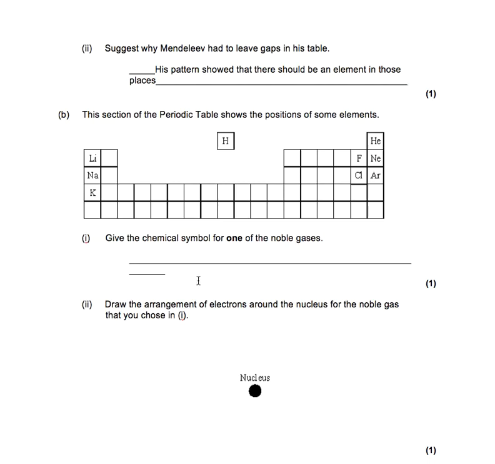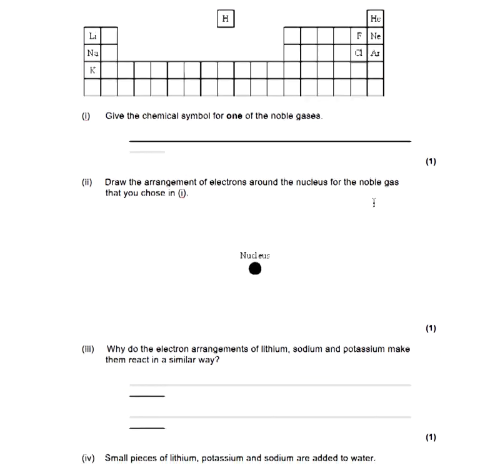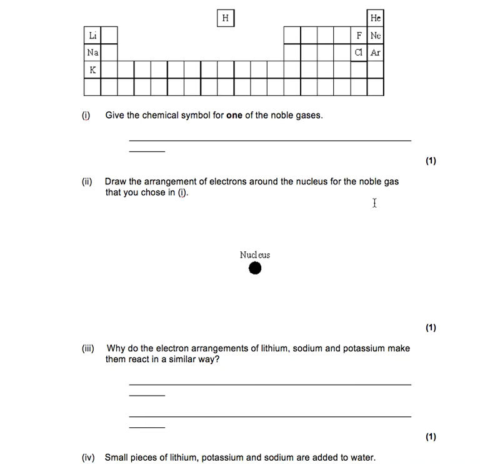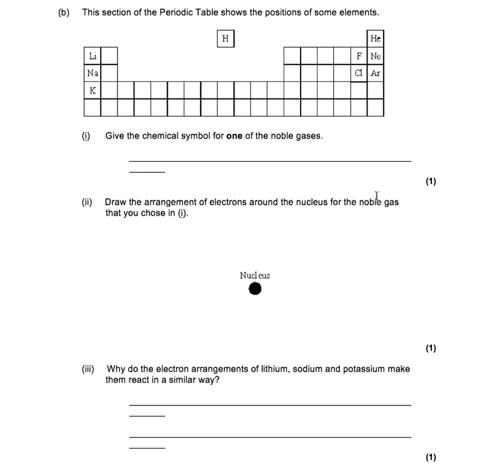Give the chemical symbol for one of the noble gases. Well, you've got helium, neon, argon over here, so any one of those will do. Draw the arrangement of electrons around the nucleus for the noble gas that you chose. Well, if you look at helium, for example, you would have 2 electrons.